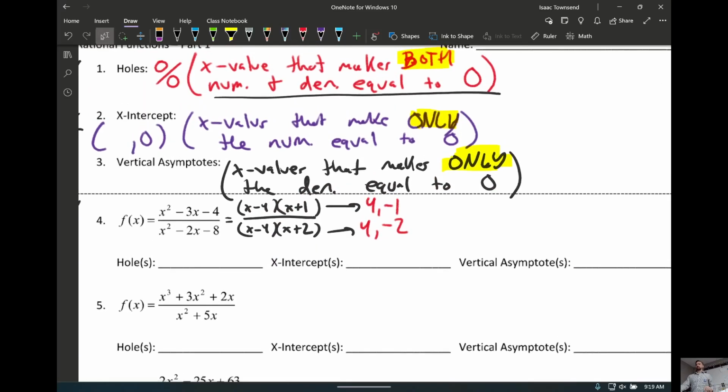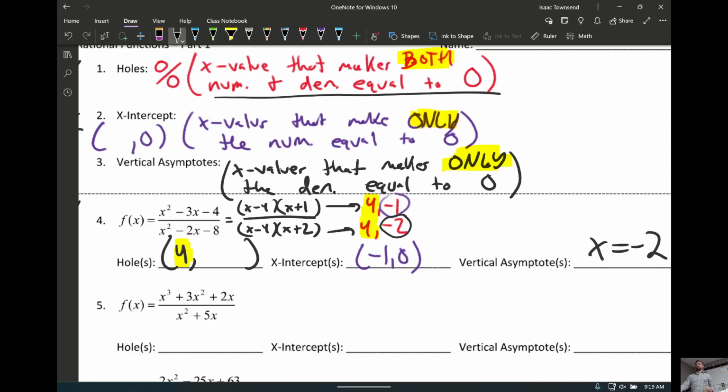So if there's any numbers that make just the numerator 0, like negative 1, it would be an x-intercept. If there's any numbers that make just the denominator 0, like negative 2, it's a vertical asymptote. Vertical asymptotes are vertical lines, so make a habit out of saying x equals. And if there's any number that makes both the numerator and the denominator 0, that will be the x value of the hole. You also need to find the y value of the hole, though.